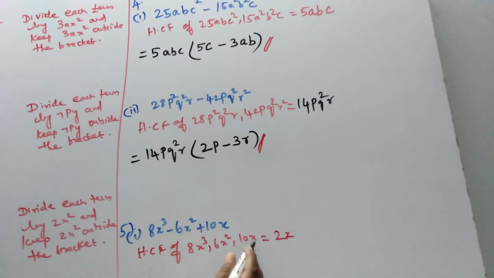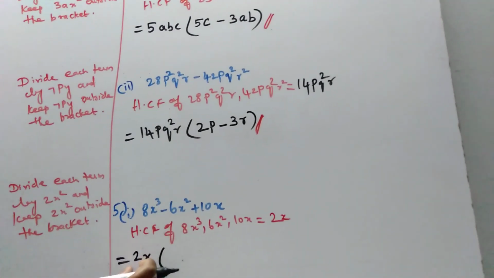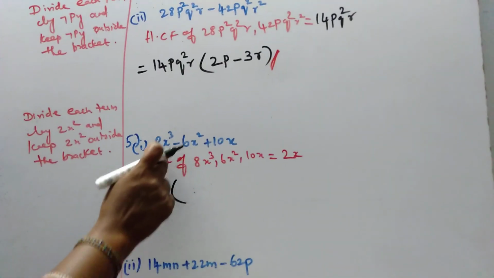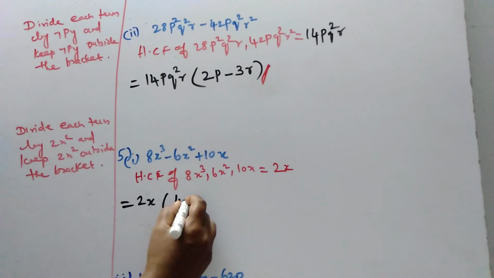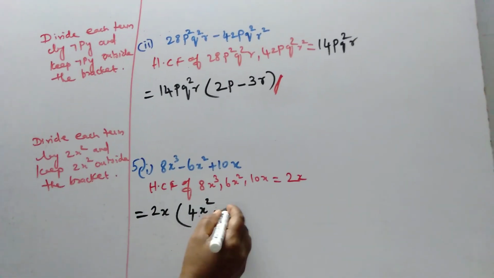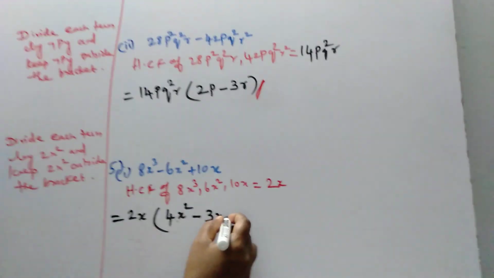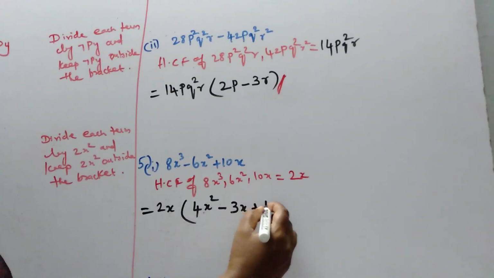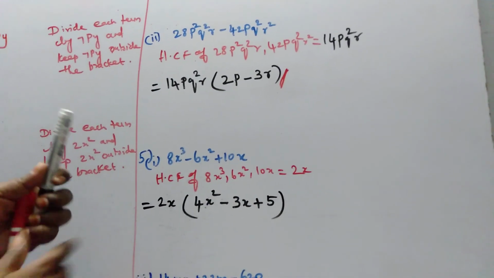Let me tell you how. So 2x is the HCF, and this 8x cube, first we divide by 2x. 8x cube by 2x: first 8 by 2 is 4, x cube by x is x square. Then minus, so put minus 6 by 2, 3, x square by x, x. Then here the plus sign: 10 by 2 is 5, x by x is 1. So we have to write this as it is.